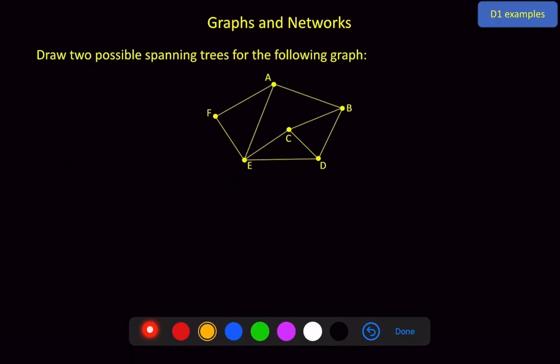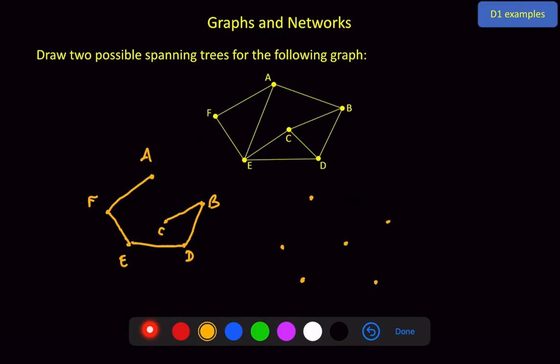Another example of that, to finish, draw two possible spanning trees for the following graph. So we need all of the vertices. Maybe I should have done one with fewer vertices. A, B, C, D, E, and F. Connecting that, yes, that is okay, that's okay, that's okay, and then to get C in there as well with no cycles, there we go. There's one option.